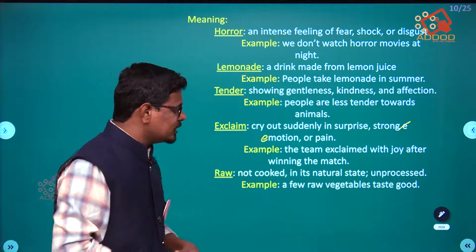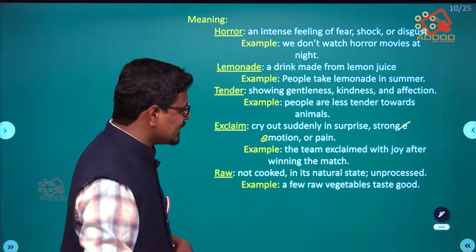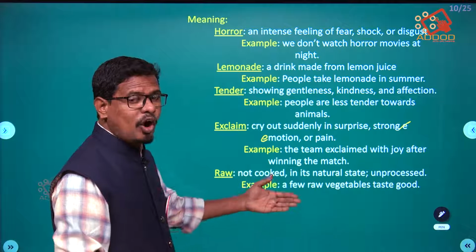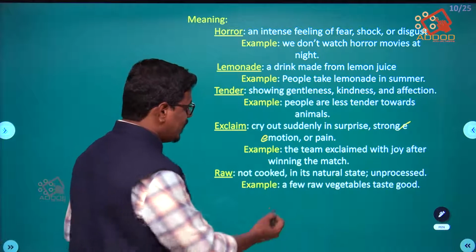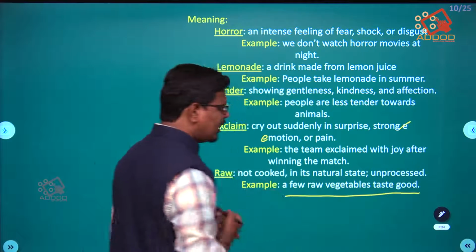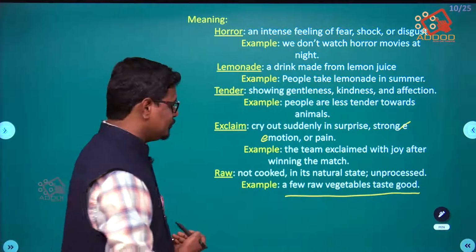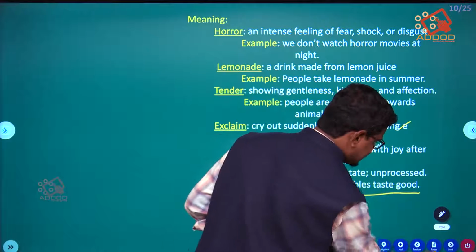Raw, not cooked, in its natural state, unprocessed. Raw sugarcane, they are not cooked, they are in natural state. A few raw vegetables taste good.